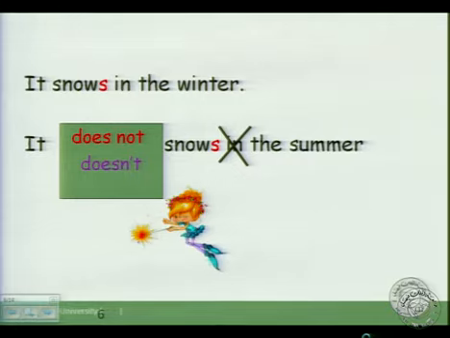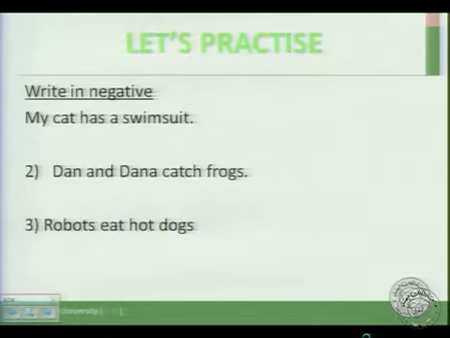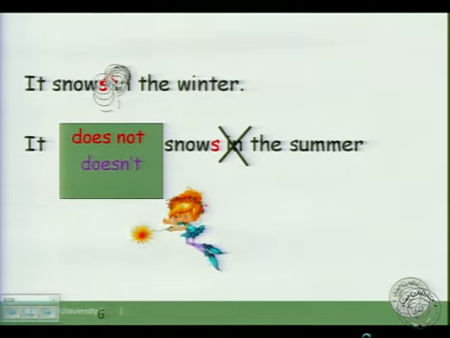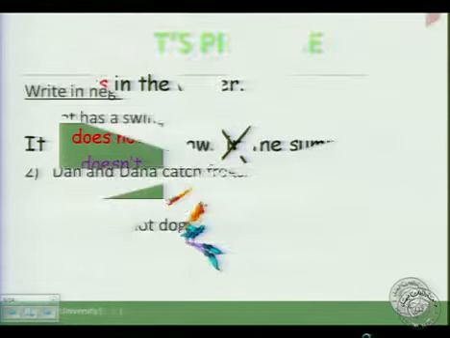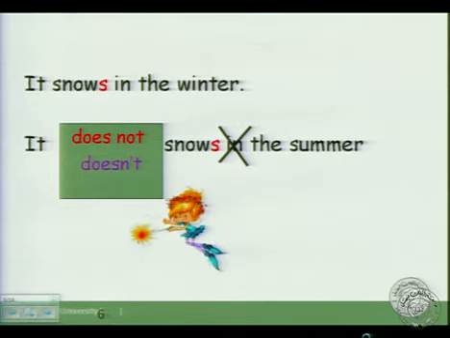It snows in the winter. So we have the S here. Sorry, it seems the slides are in a hurry. Sorry, what happened? Try again. Yes, it snows in the winter. We have S. Why? Because we have it. With it, we have the S in the verb. It snows in the winter.